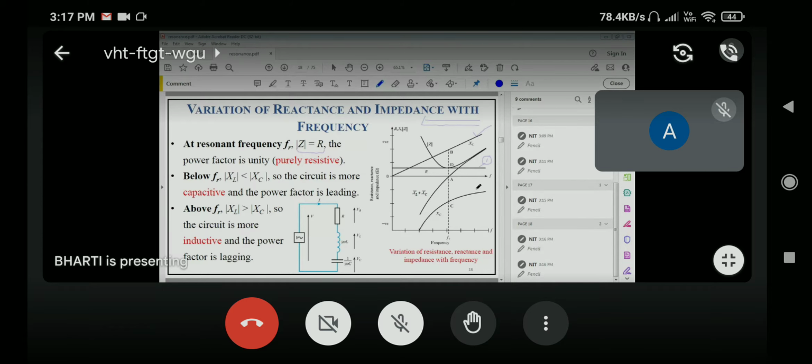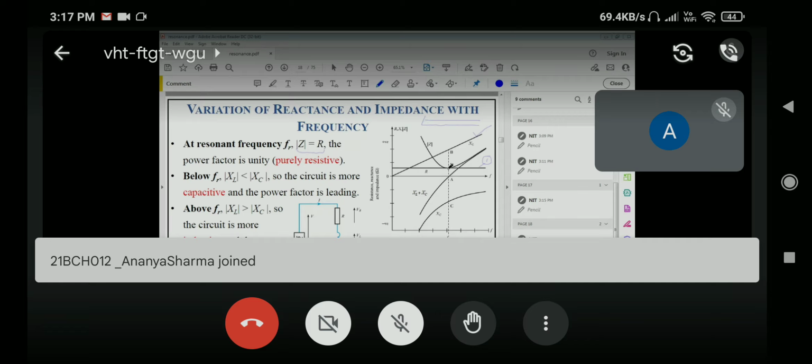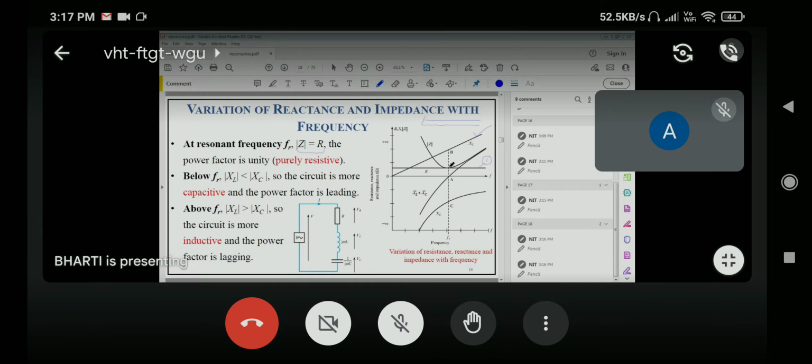Now, if you talk of the impedance, or Z, it will be decreasing till the point of resonance. यहाँ पे आपकी resonant frequency होगी. At that time it will be equal to R, that is, it will be purely resistive, and after that it will go on increasing again.